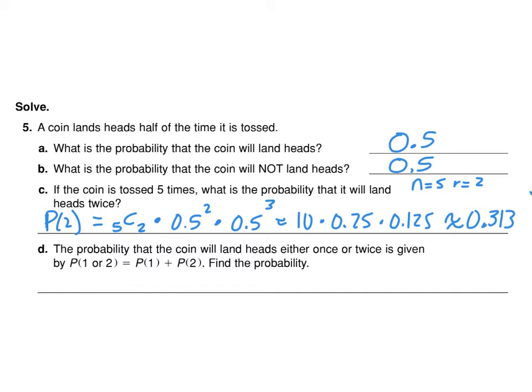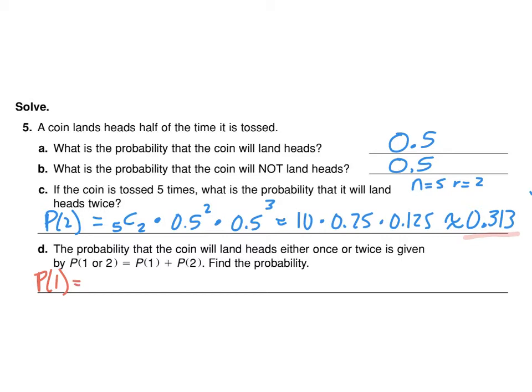P1 or 2, the probability that the coin will land heads either once or twice. To do that, we just have to do P1 plus P2. You'll notice we already did P2 right here, so I'm going to use that value and add P1 to it. Let's quickly figure out what P1 would be. I'll do it in red and then I'll write the answer in blue.